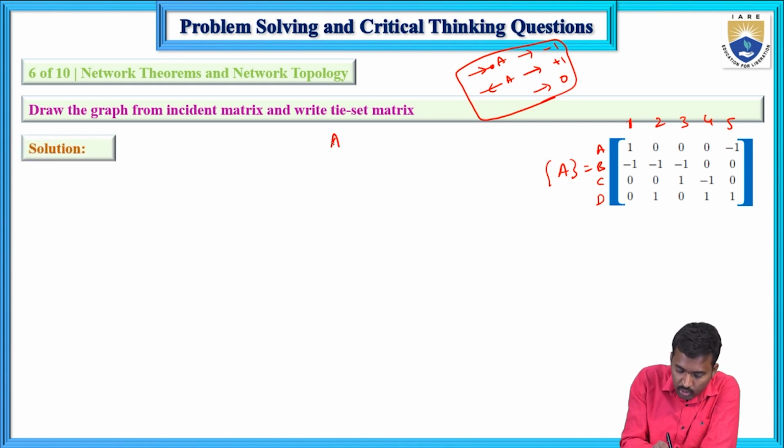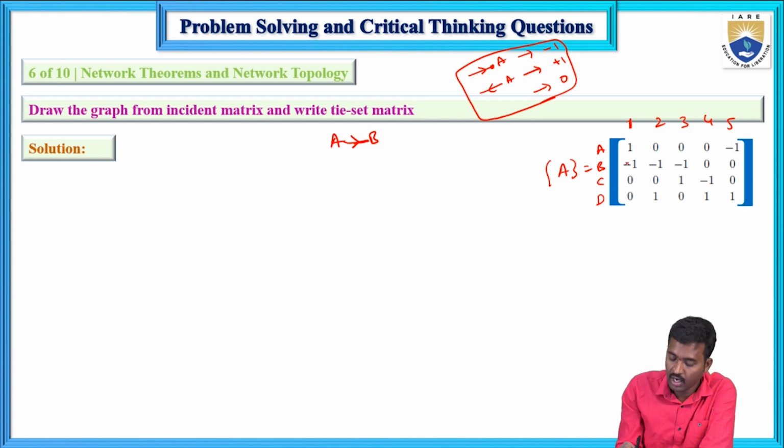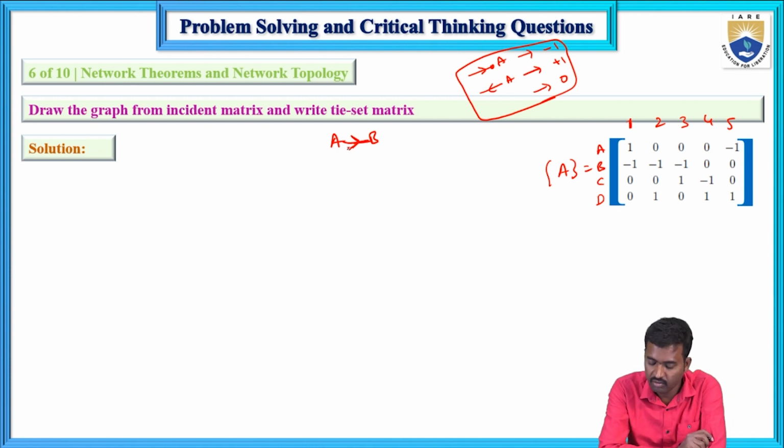So from A to B, this +1 indicates leaving current. From the A branch 1 is leaving, and at the B branch it is entering. So A to B should be like this. And in the same way here, these two are completed.